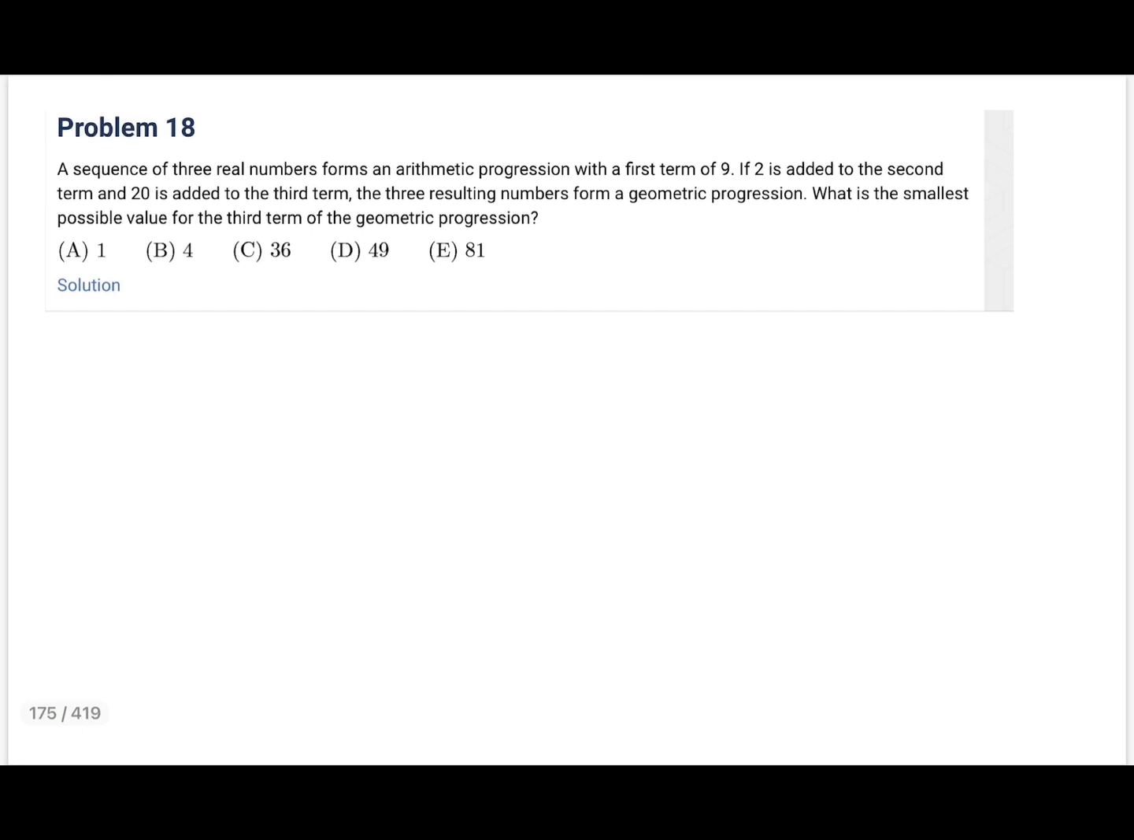Number 18, a sequence of 3 real numbers forms an arithmetic progression with the first term of 9. If 2 is added to the second term and 20 is added to the third term, the 3 resulting numbers form a geometric progression. Okay, so there's a first term of 9, and then there's a 9 plus a, and then 9 plus 2a. These form an arithmetic progression. If 2 is added to the second term, so this is 9 and then 11 plus a. 20 is added to the third term, so 29 plus 2a.